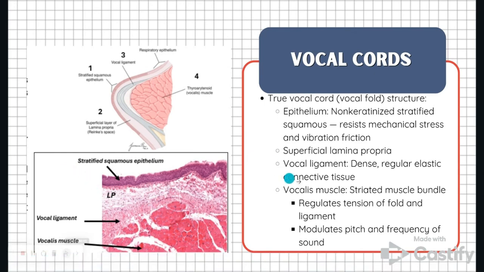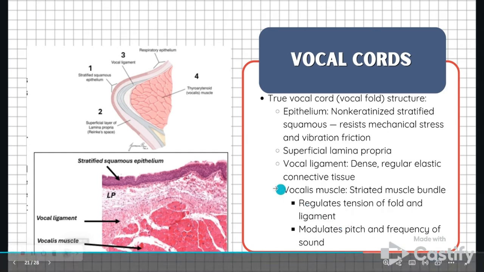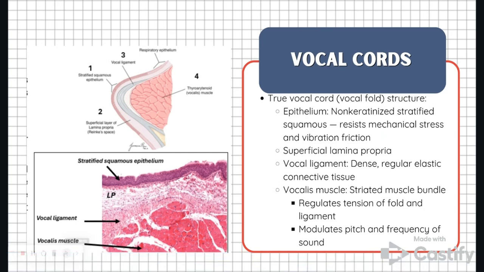Now the vocalis muscle is a striated muscle bundle that regulates tension of the folds and ligaments. We're regulating how much tension and how much force we're pulling against the vocal fold. It modulates pitch and frequency of sound. When your sound goes up, when you scream, for example, you get very high pitched. This muscle would stretch more, or contract more.